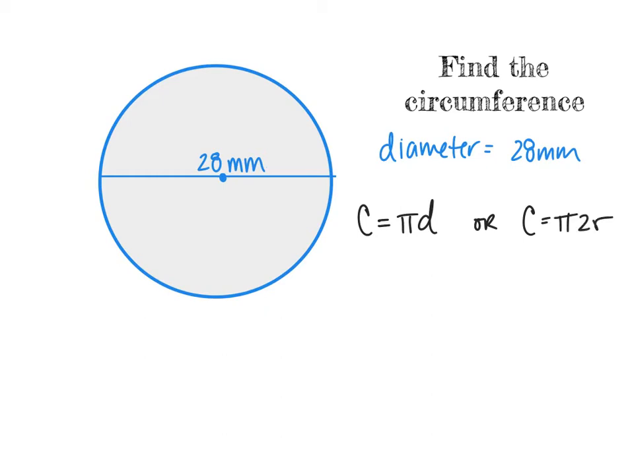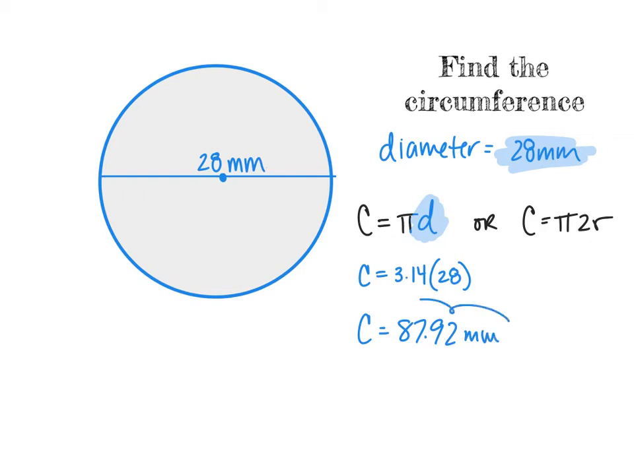Well, let's look at what they gave us here. They gave us the diameter. They said that the diameter was 28 millimeters. So let's use the equation that uses diameter, right? So all I have to do is substitute 28 in for d. So circumference is equal to pi, which we're going to use as 3.14, times my diameter, which is 28 millimeters. If we calculate that through, we get the circumference is equal to 87.92 millimeters. So that is my final answer.